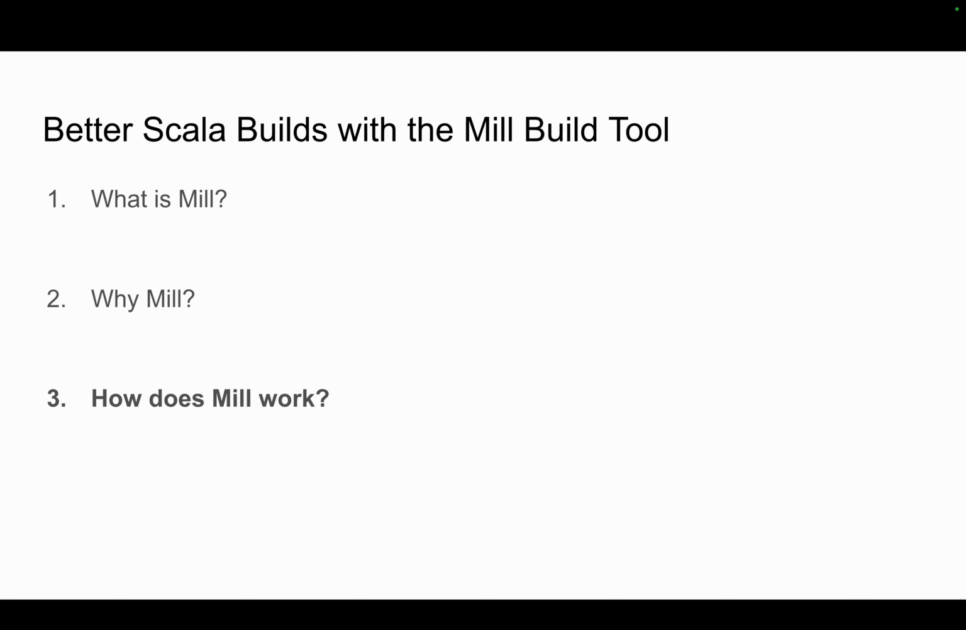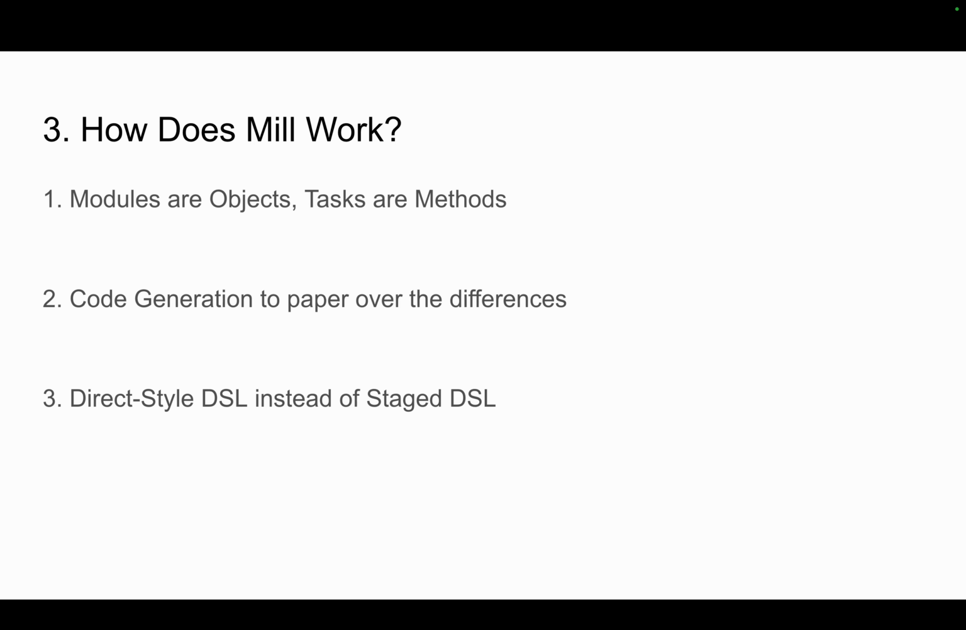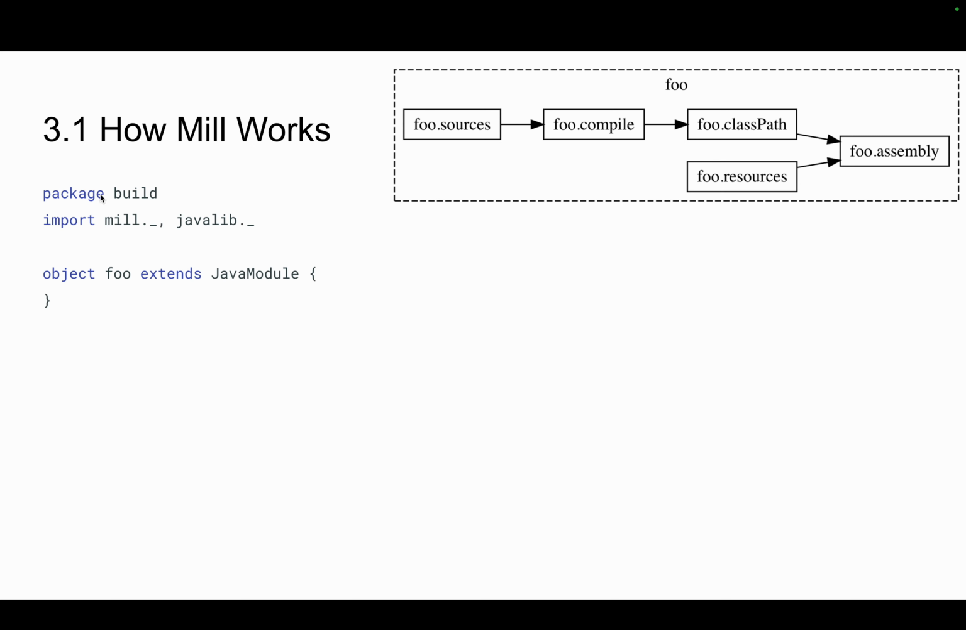For the last few minutes, let's talk a bit about how Mill works. There are 3 sections here that I'll go through in turn. First, the idea that in Mill, modules are just objects and tasks are just methods. So on the left, you see this minimal foo Java module. And unlike a Scala module, you don't even need to specify a Scala version for Java modules.